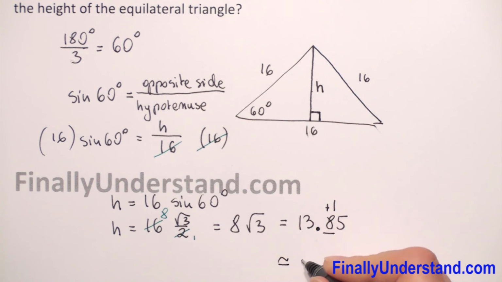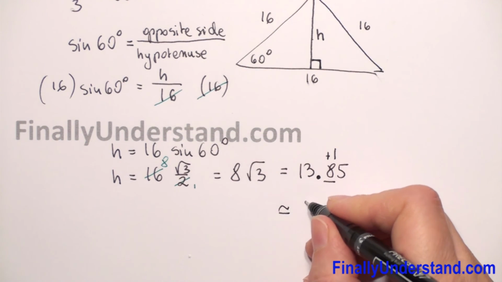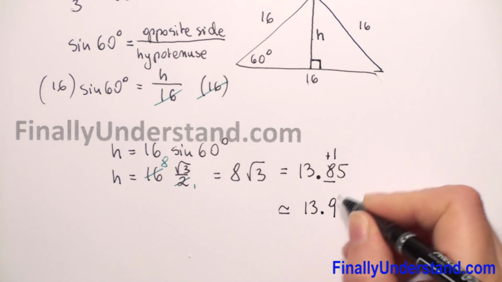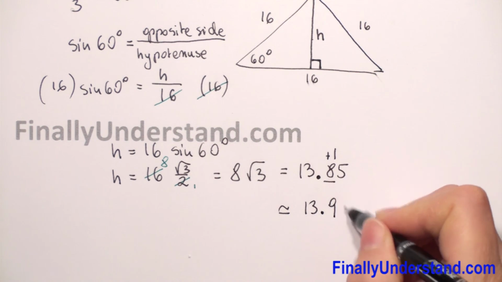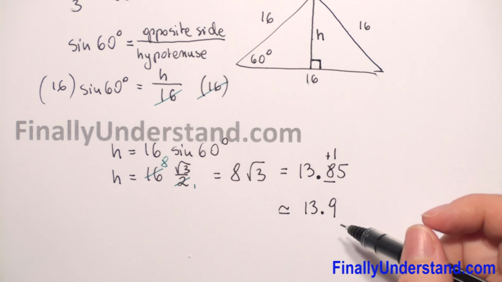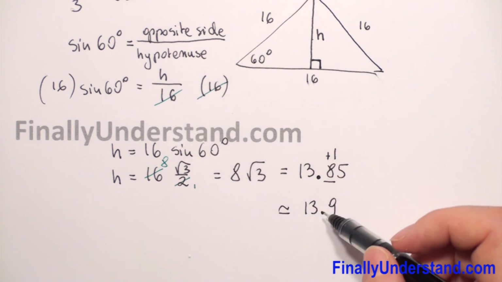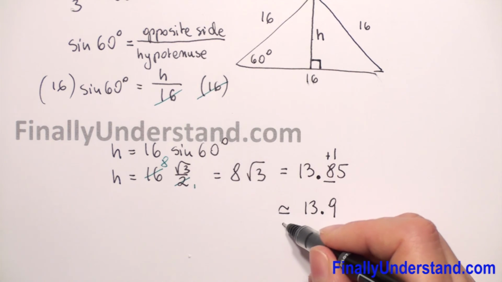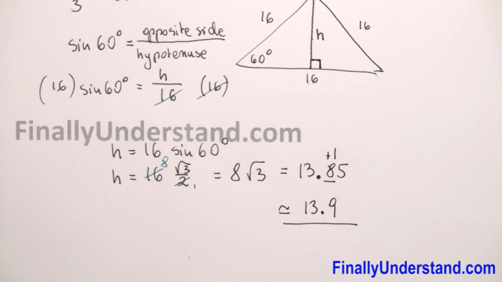So this is approximately equal to 13.9. The 0 after 9 we don't have to write because it doesn't change the value of our number. So we found the height of our equilateral triangle. This is my solution.